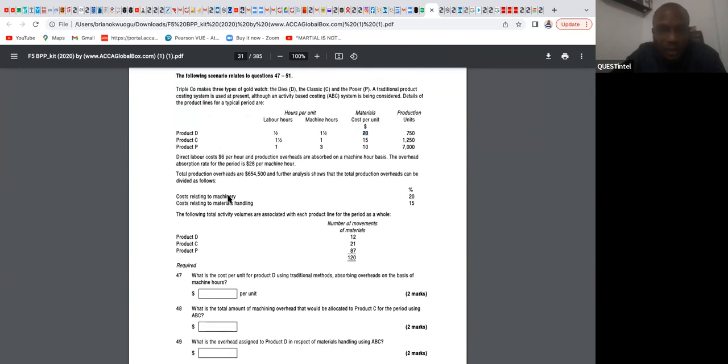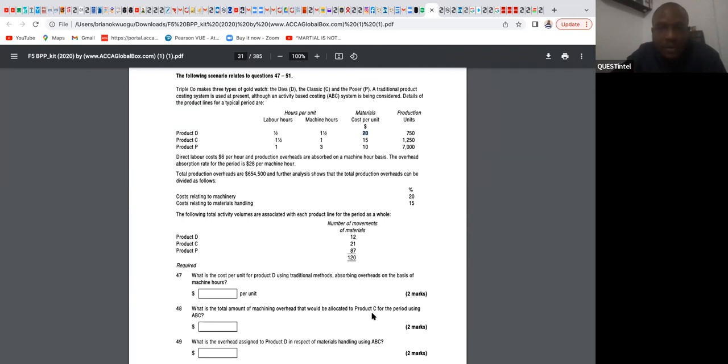So costs relating to machinery are 20%. So we'll get 20% of our total overhead. That will be the machining cost, the total cost for machining. Then we want to get how much we give to product C. So how do we decide that now? To product C.